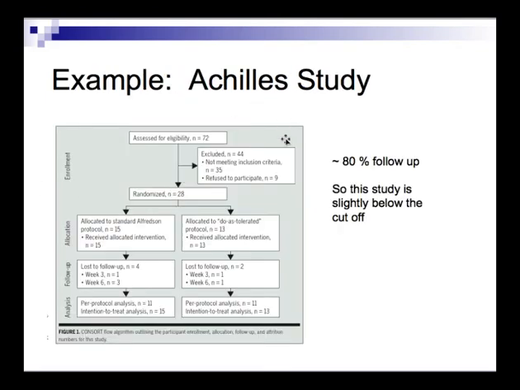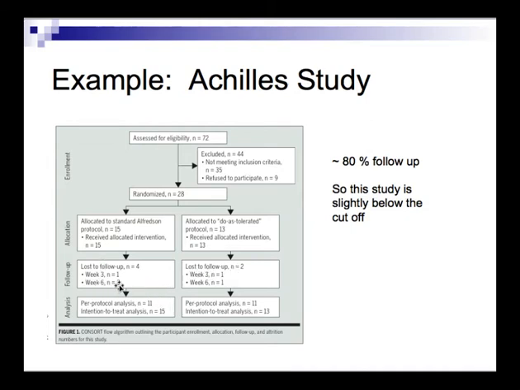So we look at our Achilles study. Here's an example of the flow chart, and we can see here that they start with a lot of patients. Many get excluded, so there's 28 left. They get randomized to the two groups. And then we can see that at week 3, they lost one person in each group.